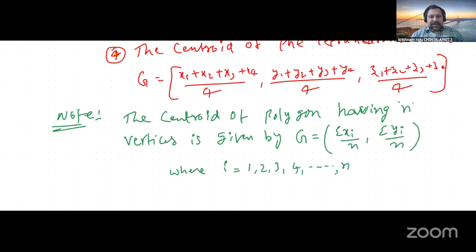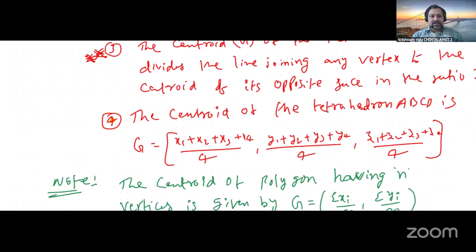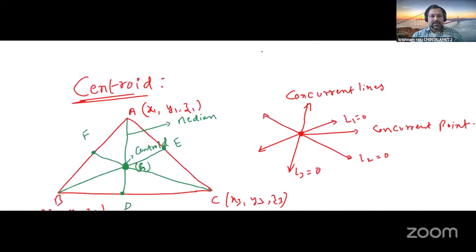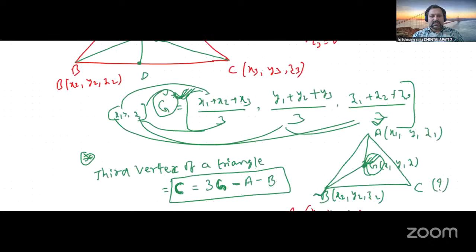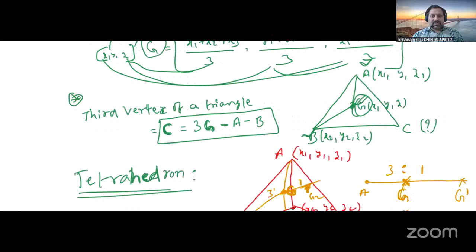So if you want to find the centroid of any polygon having n sides, then it is the sum of the x coordinates by the number of vertices, and the sum of the y coordinates by the number of vertices. So see here, this is 3D geometry. In 3D geometry, this is the centroid of triangle ABC. In the triangle ABC, we have three sides, right? That's why we got three. Sum of the x coordinates, sum of the y coordinates, sum of the z coordinates. This is 3D, you have to add one more axis, right?